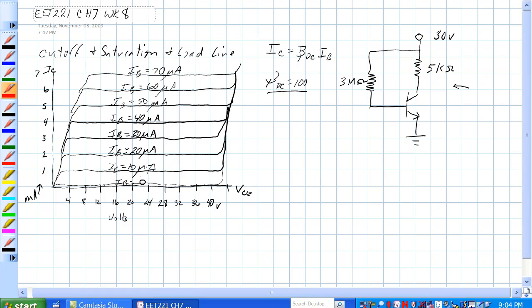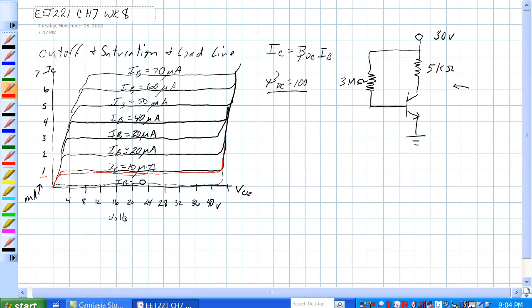This load line says IB is 10 milliamps here, and IC is 1 milliamp, so that would give us a beta of 100, if IC is equal to beta DC times base current. Here we have a load line. This is the transistor characteristic curve. If we look at this part of the curve, we have 10 milliamps.